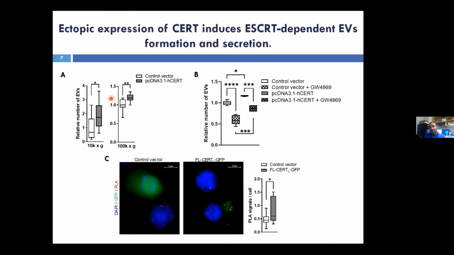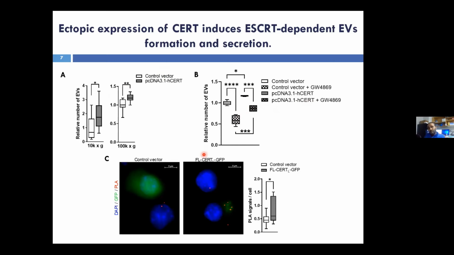And next, we tried to understand if this process was neutral sphingomyelinase 2 dependent or not. So we used GW4869, which inhibits neutral sphingomyelinase 2. And as you see here in B, the open squared and the gray squared box whiskers, GW was not able to completely abolish the CERT-mediated increase of EVs upon overexpression, meaning that the two pathways are not completely overlapping.